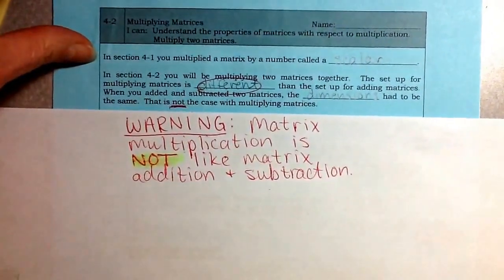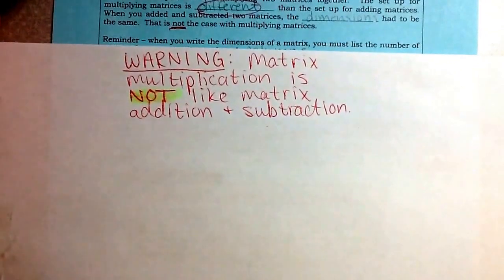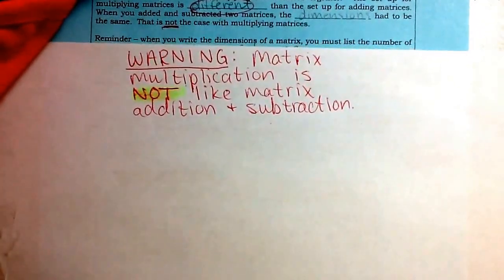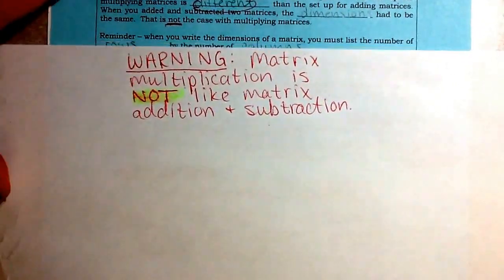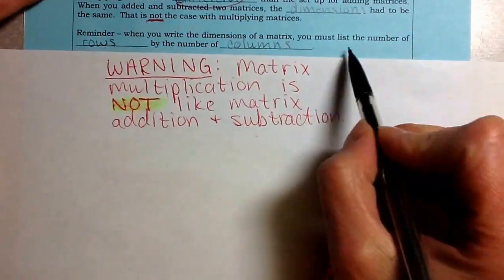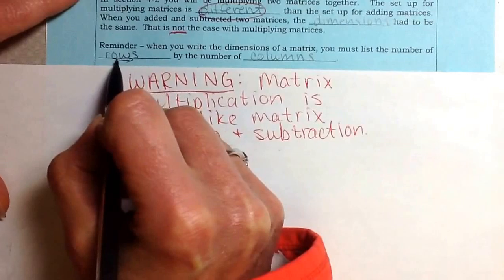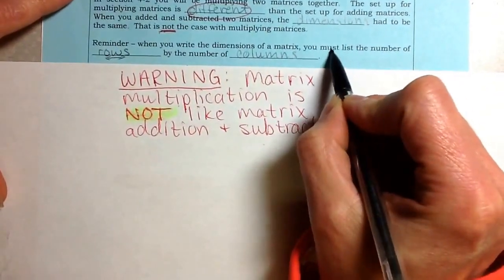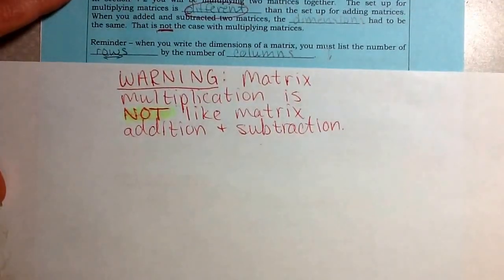Warning. This is just a reminder, when you write the dimensions of a matrix, you must list the number of rows by the number of columns. And rows go this way, columns go this way, like the columns on a house.